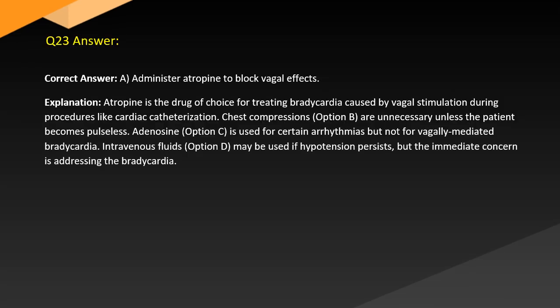Answer. Correct answer. A. Administer atropine to block vagal effects. Explanation. Atropine is the drug of choice for treating bradycardia caused by vagal stimulation during procedures like cardiac catheterization. Chest compressions, option B, are unnecessary unless the patient becomes pulseless. Adenosine, option C, is used for certain arrhythmias but not for vagally-mediated bradycardia. Intravenous fluids, option D, may be used if hypotension persists, but the immediate concern is addressing the bradycardia.